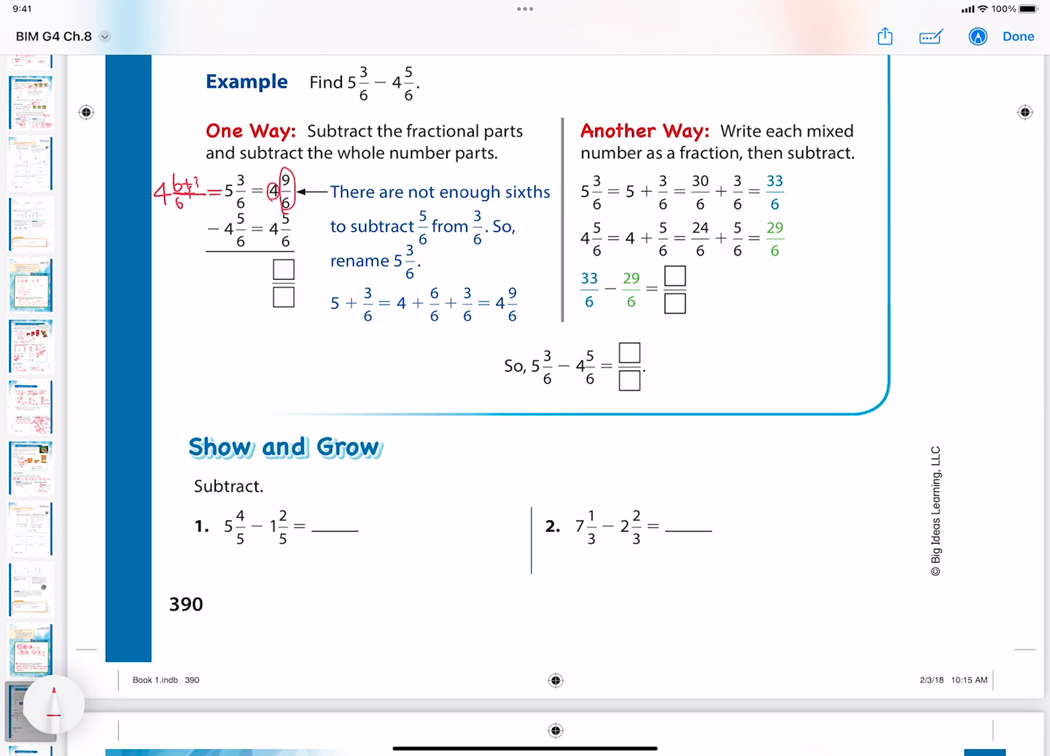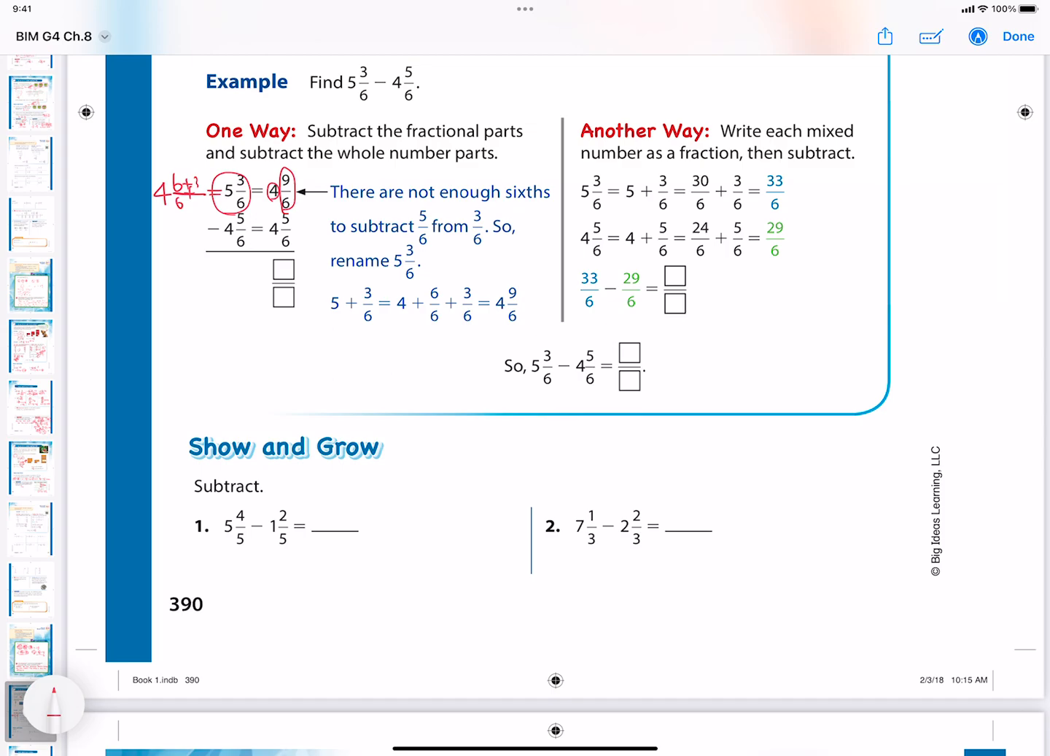So, look at this, I'm sure you understood, so I'm not going to go deeper, but during the class time, if you don't understand how they rename this fraction to another fraction or a mixed number, I'm going to explain during the class hour, okay? All right, so we just rename this mixed number into what? 4 and 9 over 6. Now you can take away what? 4 and 9 over 6, take away 4 and 5 over 6.